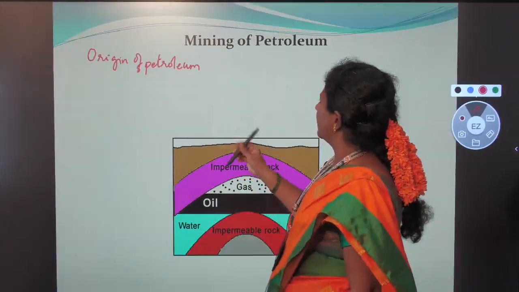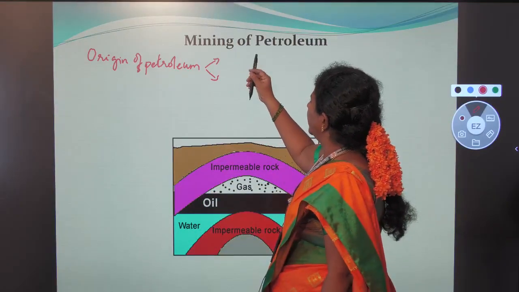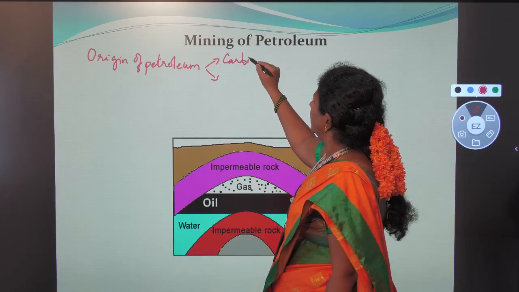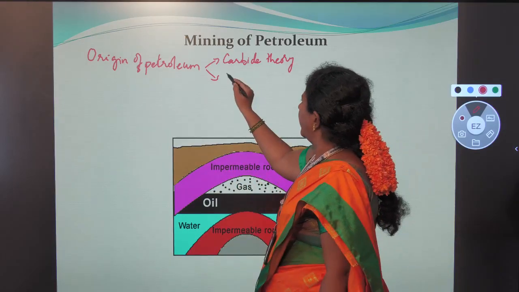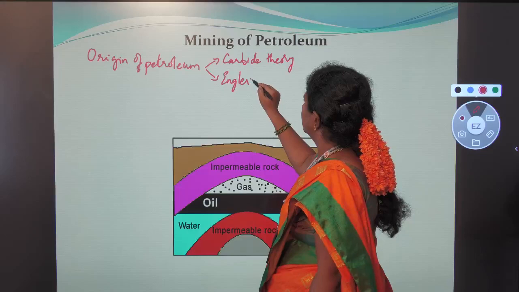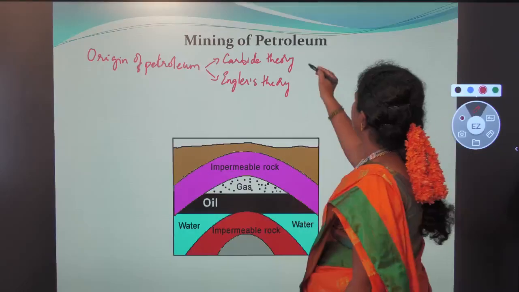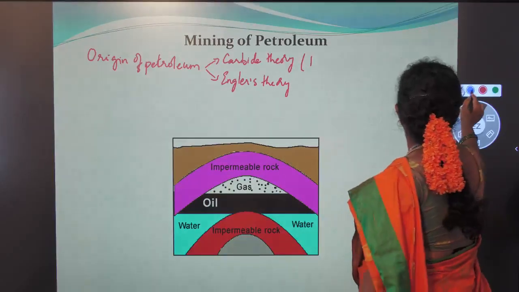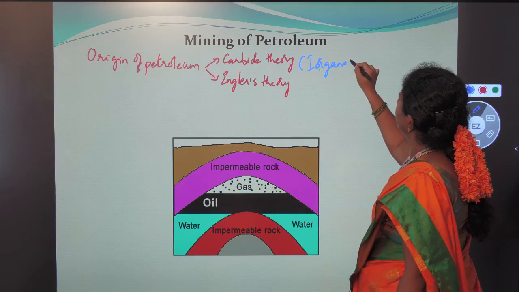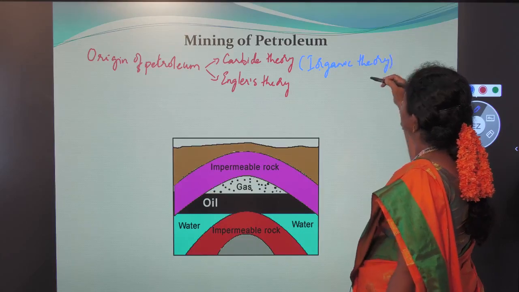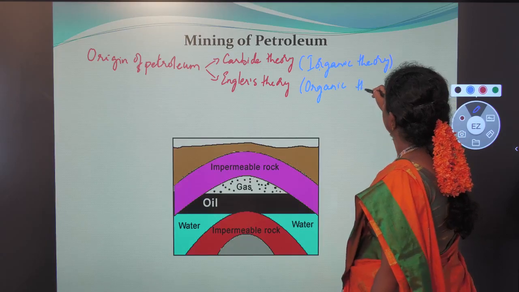Here, origin is explained based on two theories. First one is carbide theory, and second one is Engler's theory. This carbide theory can also be called inorganic theory, and this Engler theory as organic theory.